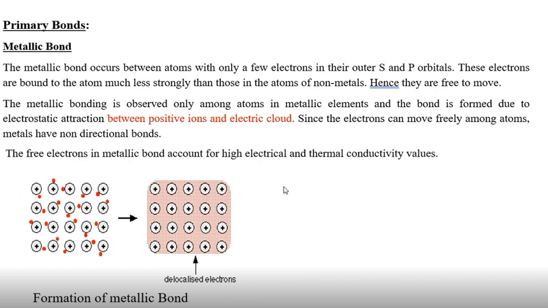The free electrons in metallic bond account for high electrical and thermal conductivity. You know that most of the conductors are metals because they have so many free electrons. So free electrons can move, right? That movement we call vibration only. Otherwise electrons can't move from one place to another. They are doing some vibration, right? So due to the vibration they can transfer energy. The transferring energy is what we call the current, right?